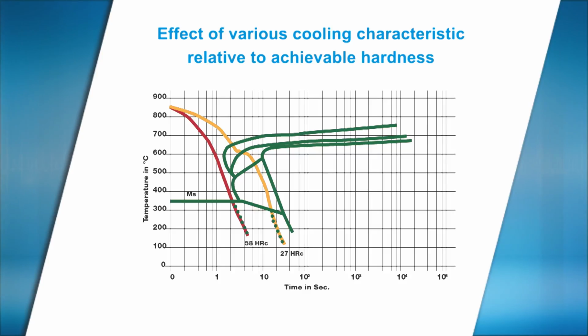a few seconds or, in extreme cases, fractions of a second are available for the temperature to fall below the critical temperature range of approximately 600 to 500 degrees Celsius. If this requirement is not met, undesirable soft structures such as bainite, pearlite, troostite, and possibly ferrite occur, resulting in lower hardness.